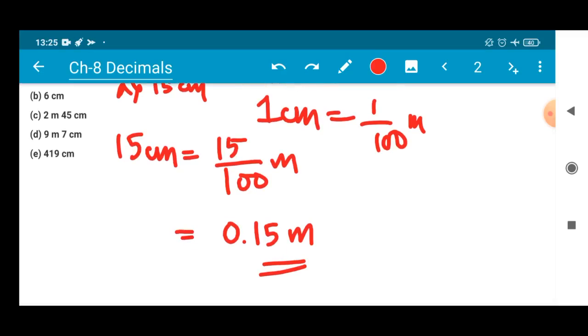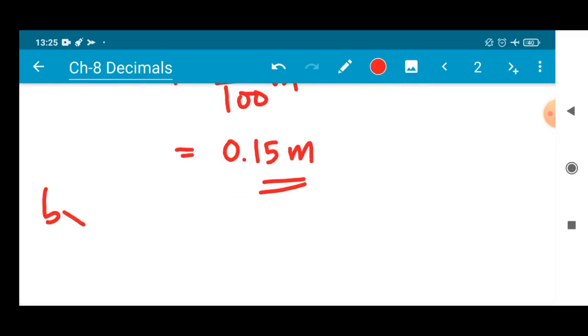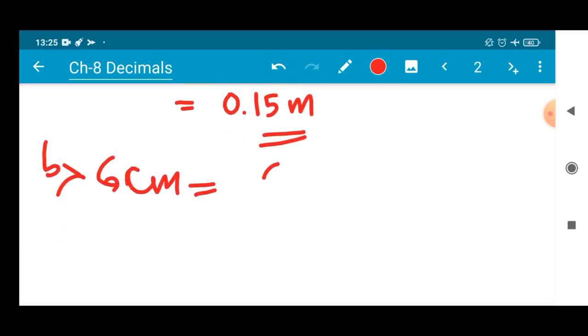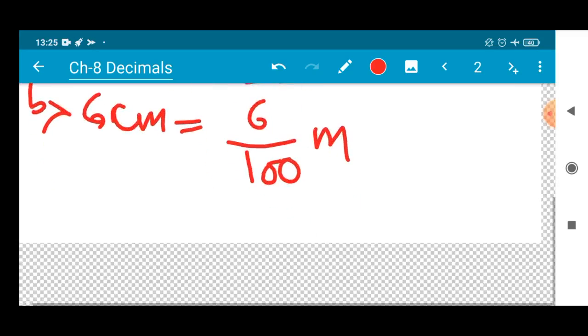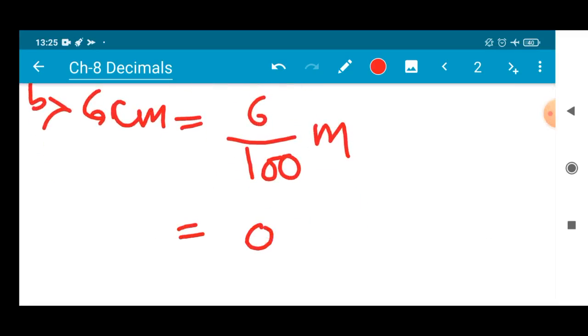Okay, next, number B, 6 centimeter. So 6 centimeter, we all know 1 centimeter is 1 by 100 meter. So 6 centimeter means it is 6 by 100 meter. Right, now divide this, you'll be getting 0.06 meter. Alright guys, so I hope you guys have understood this.